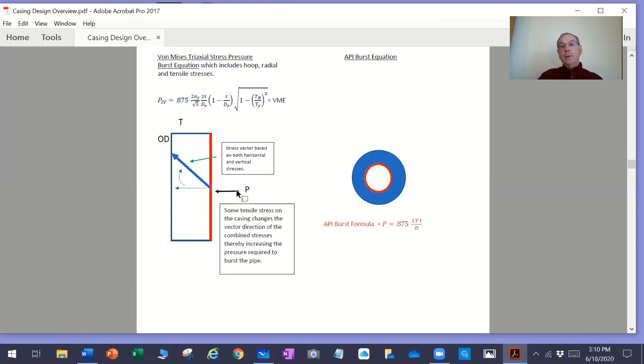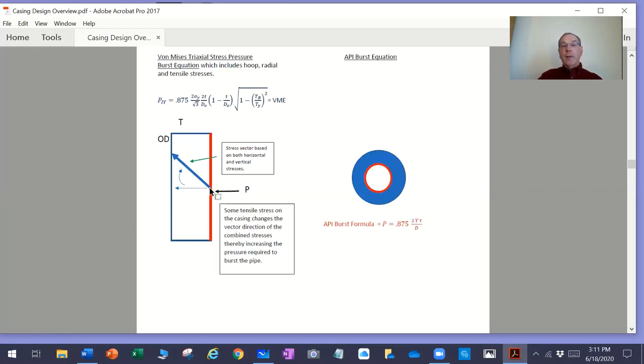So the radial stress would be in the direction from the inside of the pipe towards the outside of the pipe. But if you put a little bit of tension in the pipe, it changes this vector. So it rotates the direction of this vector from being completely horizontal to the wall to, I call it, an obtuse angle to it. And you can think of it this way: the stress has to be greater from the ID to the OD before this pipe is going to rupture.